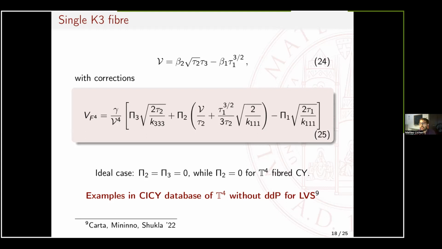And again, the ideal case would be that of having both pi3 and pi2 equal to 0, so that no correction at all is in place. Or a possibility is to have pi2 equal to 0 from a T4 fiber Calabi-Yau. However, examples in the CY database of these T4 geometries, without any diagonal del Pezzo to realize the LVS, were found. So no diagonal del Pezzo with T4 were found in our scan.